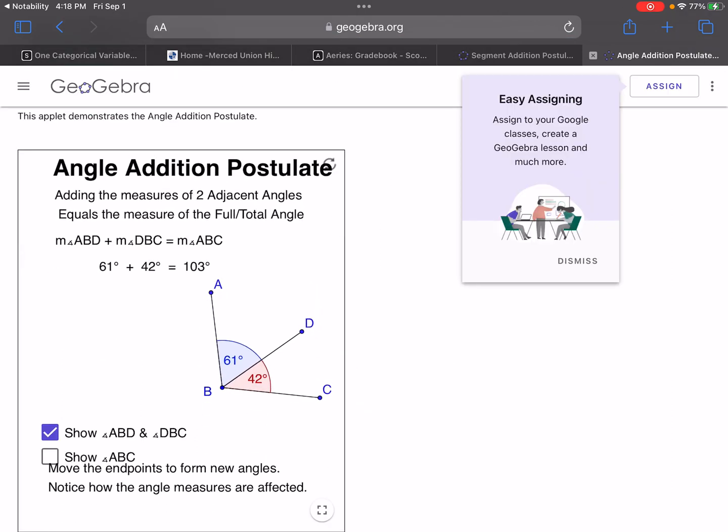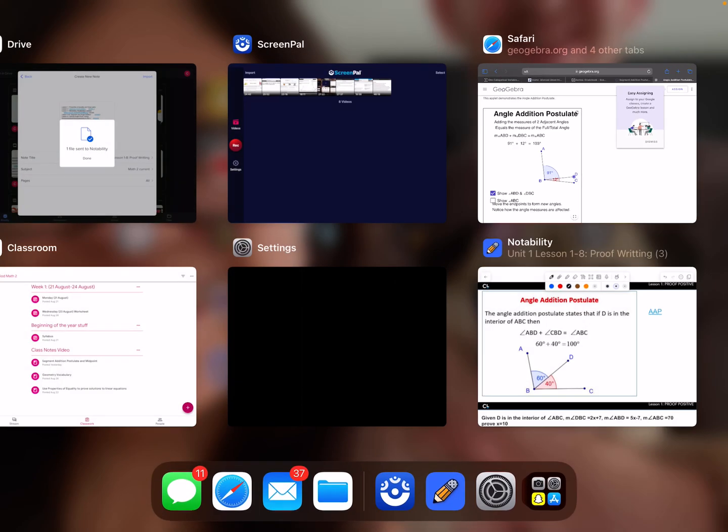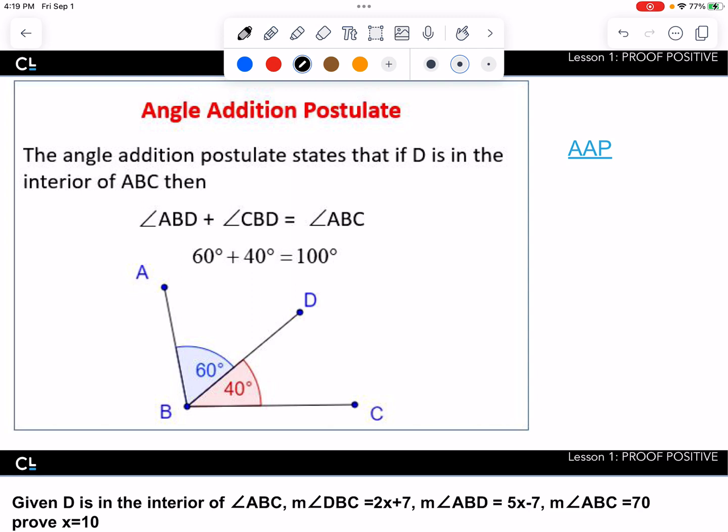Now, the blue angle and the red angle would be the parts of the angle. The full angle is 103. Now, I can move this around, right? But if I move it around, it's going to make the red angle bigger and the blue angle smaller. But you'll notice the angle is still 103 degrees. And I can move this one down and make the red angle smaller, and the total angle doesn't change. It's still 103 degrees. That's what the angle addition postulate says. The parts of the angle, if I add up the red and the blue, will give us the full angle. That's all that it means.